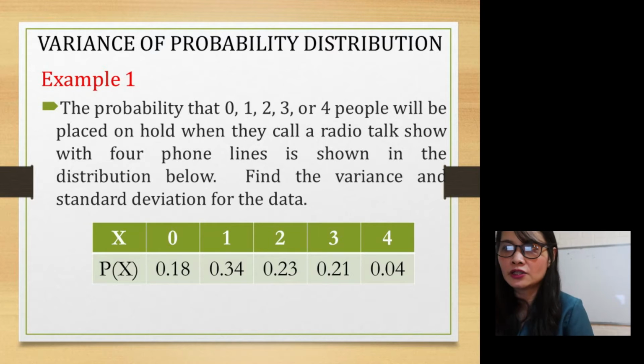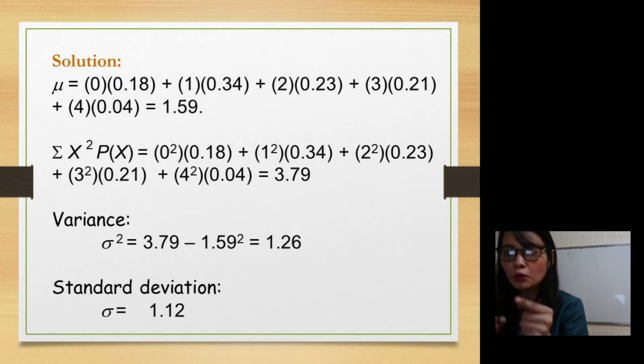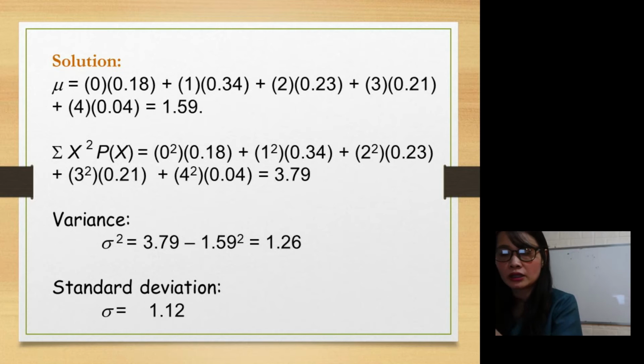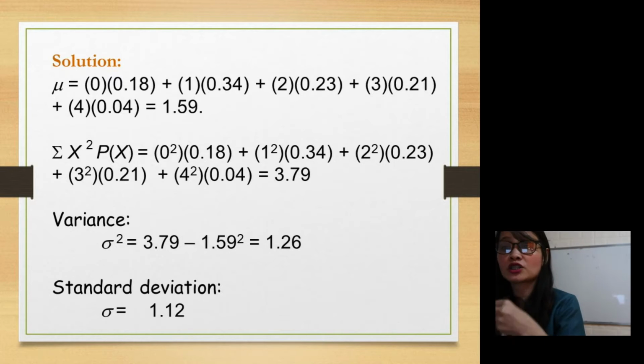To solve for the variance, first you need to solve for the mean. How do we solve for the mean? 0 multiplied by 0.18 plus 1 multiplied by 0.34 plus 2 multiplied by 0.23 plus 3 multiplied by 0.21 plus 4 multiplied by 0.04 is equal to 1.59. So that's the mean.